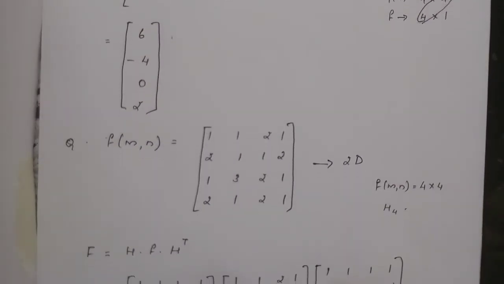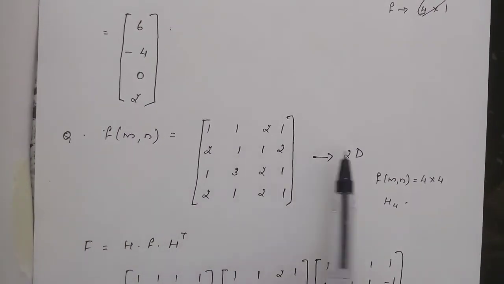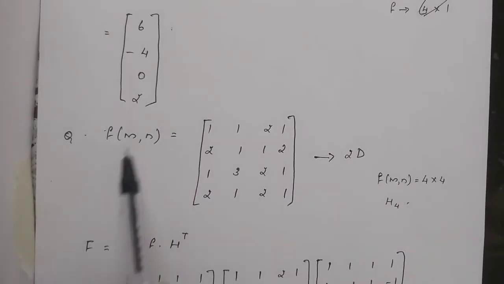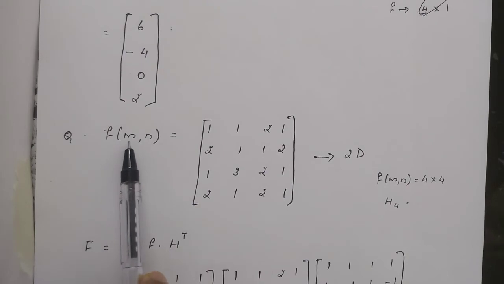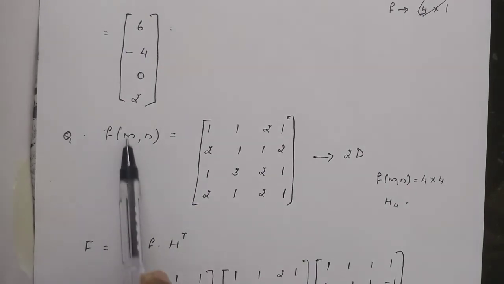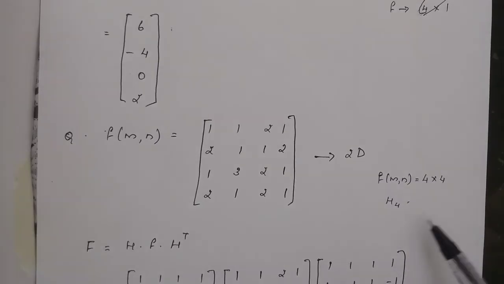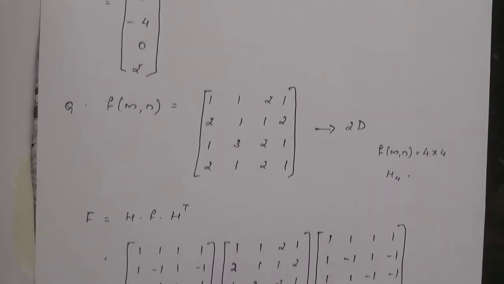And here is another example, f(m,n) equal to this. It is two-dimensional, represented by m and n. It has intensities in both the m and n directions, and its size is a 4 by 4 matrix. So we require a Hadamard matrix of H4.